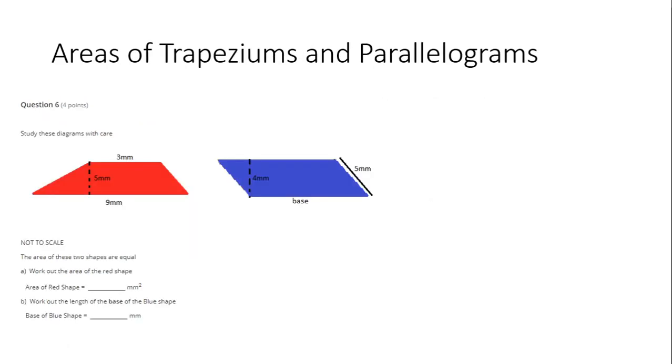119. Question 6. Now, you are given enough information to work out the area of this first trapezium, and we're asked to work out the area of the red shape first. Area of the trapezium, a plus b divided by 2 times h. Average out those two lengths, so 3 plus 9 divided by 2, and times that by the distance between them, the 5. So that's going to be 12 divided by 2 times 5. That's 6 times 5, which is 30. So the area of the red shape, the trapezium, is 30 millimeters squared.